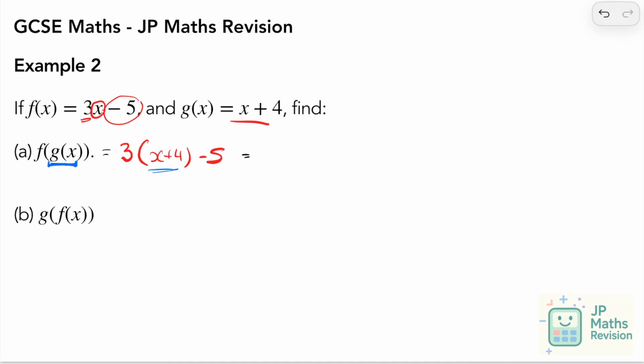So if we expand the brackets, we end up with 3x plus 12 minus 5. So the answer to that question is 3x plus 7.